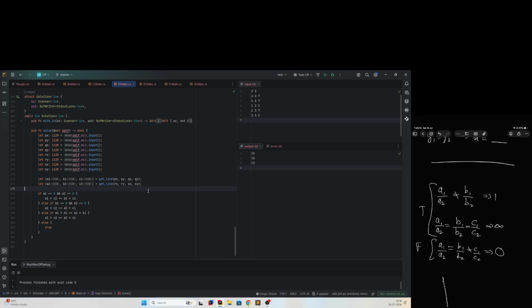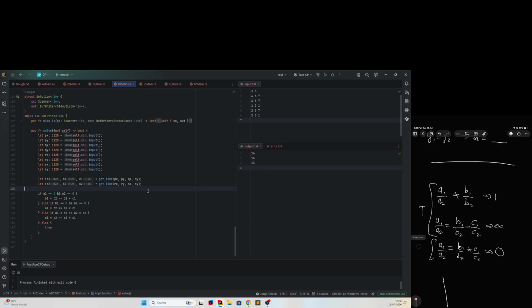If a1 by a2 is not equal to b1 by b2, then there's one unique solution. If all the ratios are the same, there are infinite solutions. Basically, it is the same line only. And if a1 by a2 is equal to b1 by b2 is not equal to c1 by c2, then there's no solution. They're parallel lines. So in this case, the answer is no.